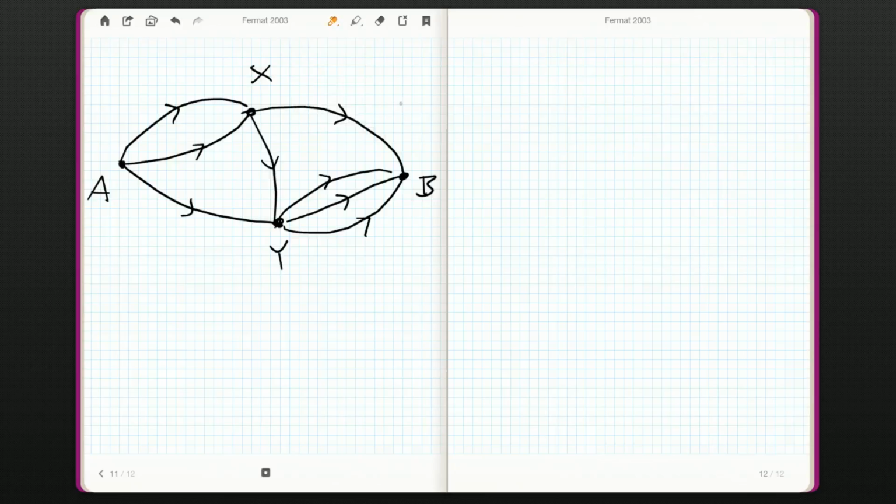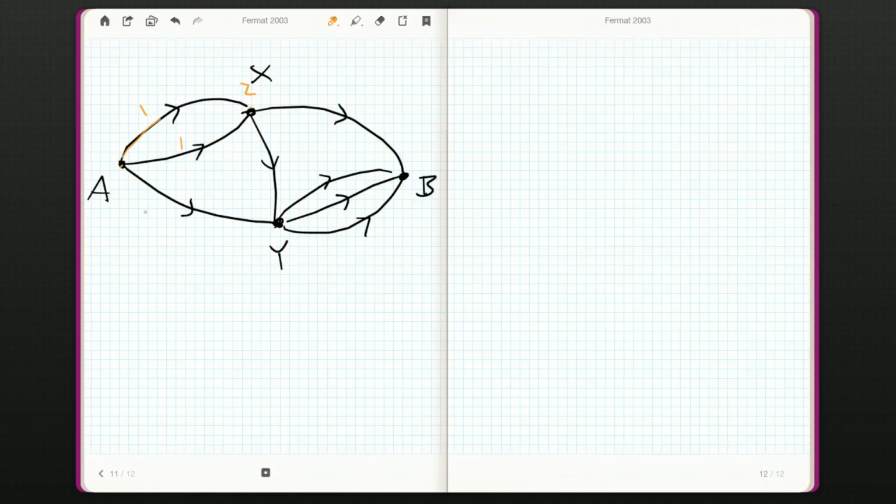You know what, I don't use the orange enough. Let's use orange. So, how many ways are there to go from A to X using only this path? Well, there's only one way. And there's only one way to go from A to X using this path. How many ways are there to get to X? One way going through this route, and one way going through this route. So there's two ways to get to X.